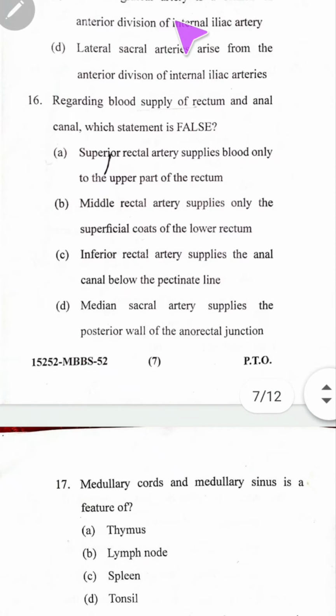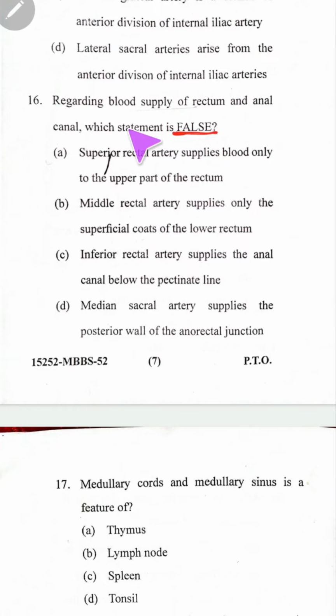Regarding the blood supply of rectum and anal canal, which statement is false? Again, in your theory paper, there is a long question on rectum of 15 marks, and if you add up 1 mark from here, it becomes 16 marks. Rather, it is a help for you. If you know how to solve this MCQ, you can write the blood supply of rectum there in your text.